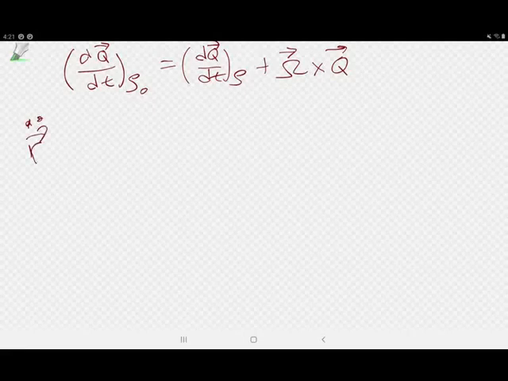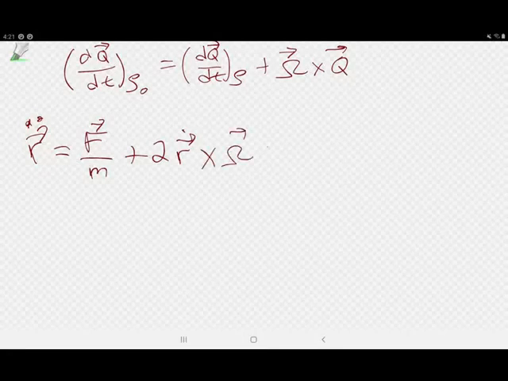You have r double dot is equal to f over m, which if I stopped there, hey, that's Newton's second law, inertial frame. But we're in a non-inertial frame, so we have plus 2 r dot cross omega plus, and this is the really neat one, the centrifugal force, omega cross r cross omega. Hey, look, all the cross products.